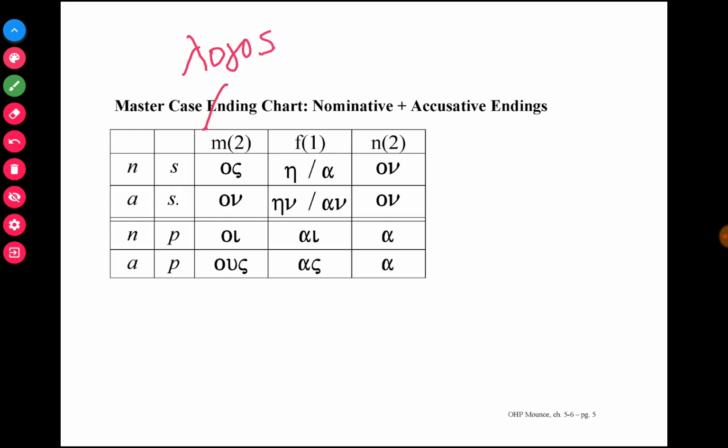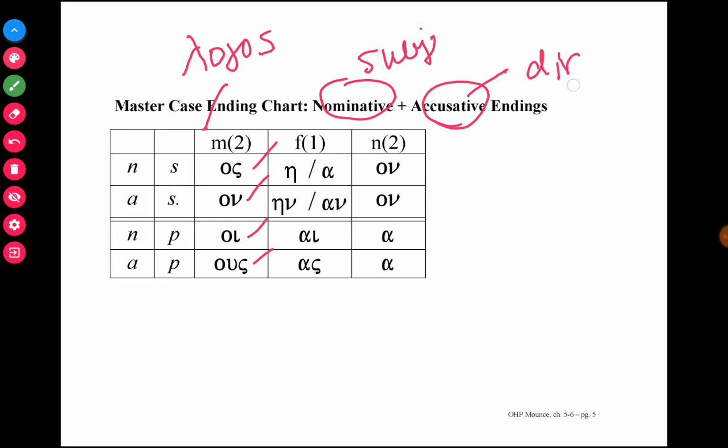the case endings for logos are os, on, oi, us. And what that means is that right now we're only learning two cases. We're learning the subject case, the nominative case. This is for the subject, and then we're learning the accusative case, or the direct object case.